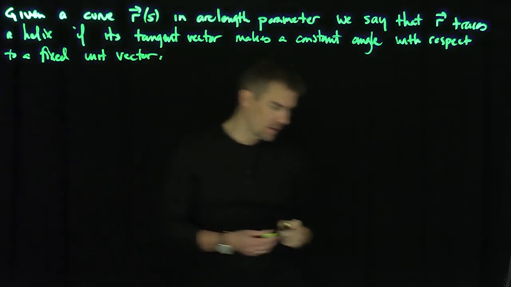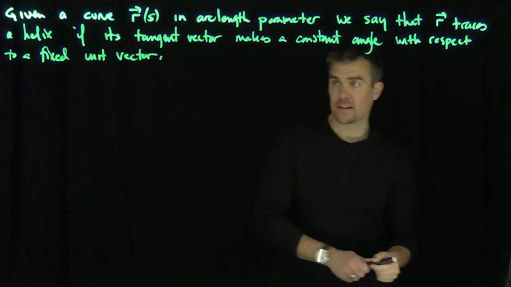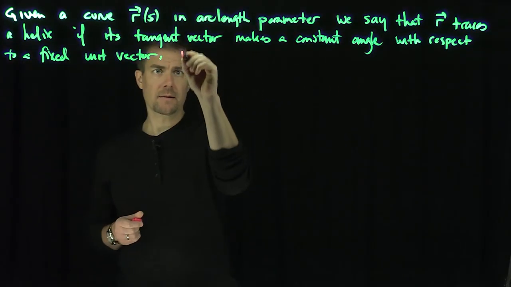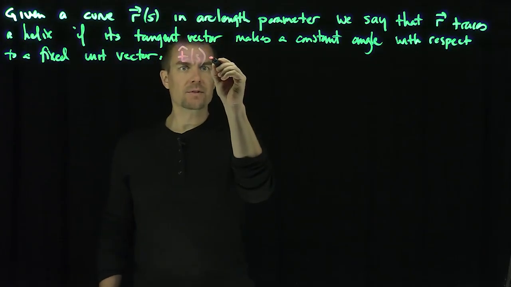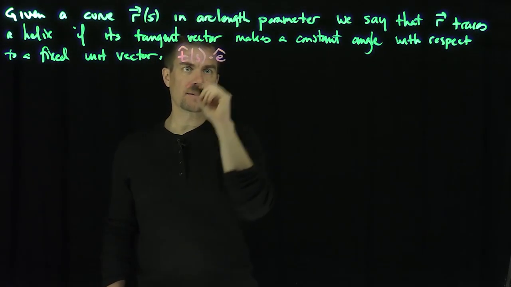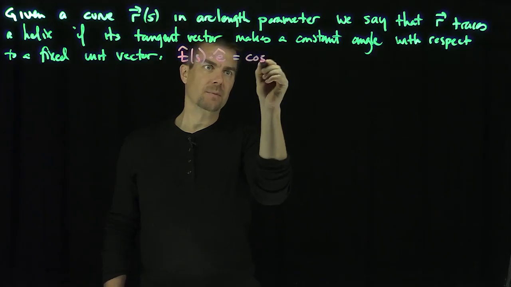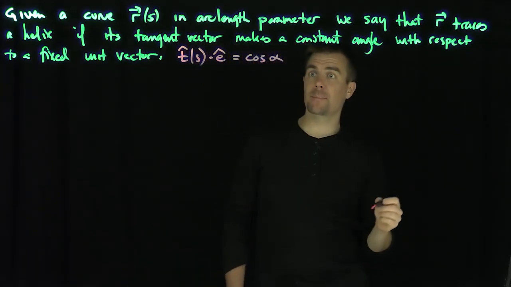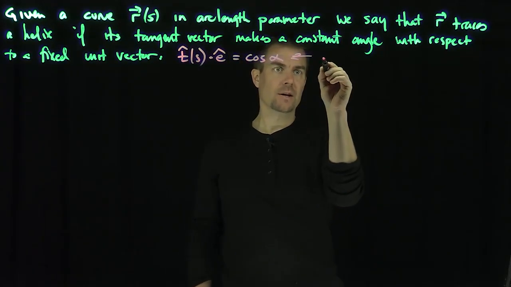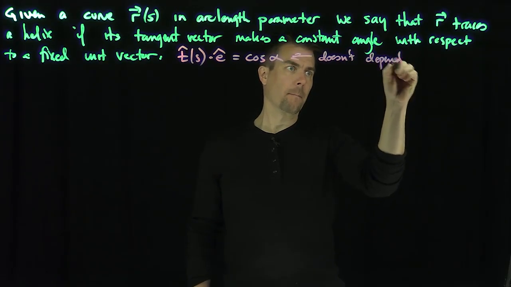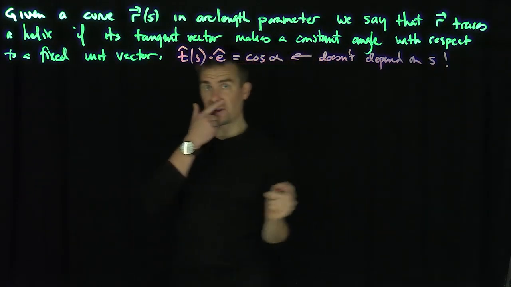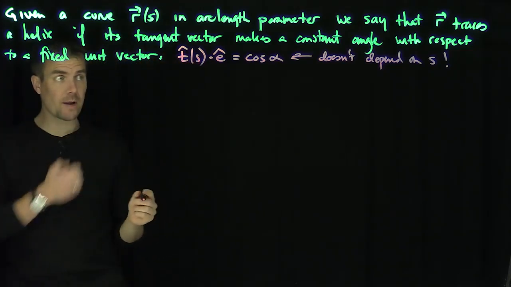Okay, what does that mean mathematically? That means if I look at t hat of s and I dot it with some constant vector, some constant e hat, I just get some number, cosine alpha, right? So this does not depend on s. Okay, that's what it means to be a helix, that this relationship is satisfied, okay?